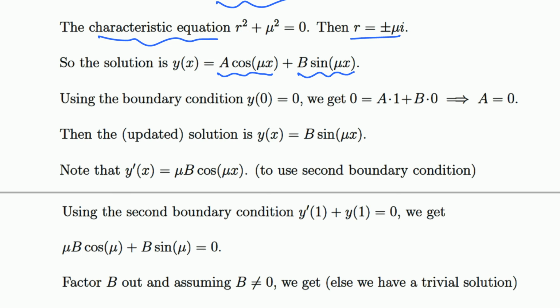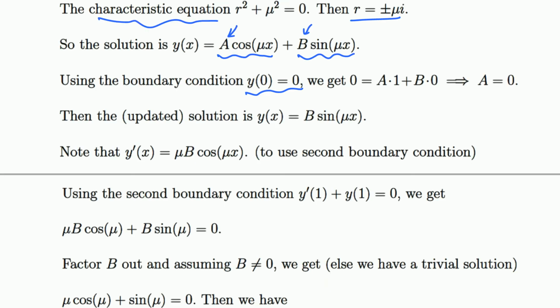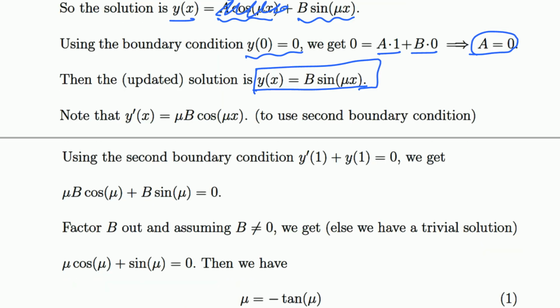Now we use those two boundary conditions to determine the values of a and b. First, the boundary condition y at 0 equals 0. So that means 0 equals a times cosine 0, which is 1, so a times 1, plus b times sine 0, which is 0. So basically we get a equals 0. Now we can update this solution, because a is 0 means we don't have this term anymore. So the solution is y equals b sine mu x.